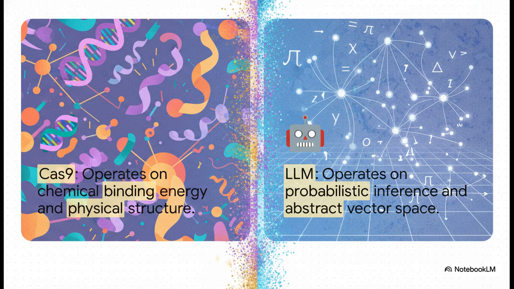Cas9 is playing with real, physical stuff. Chemical bonds, energy, molecular shapes. LLMs live in a completely abstract world of statistics, probability, and high-dimensional math. So the physical how is totally different. But the what, that core logic, is the same.